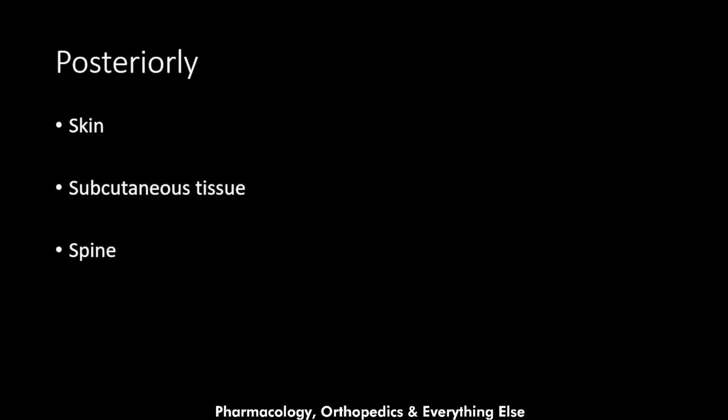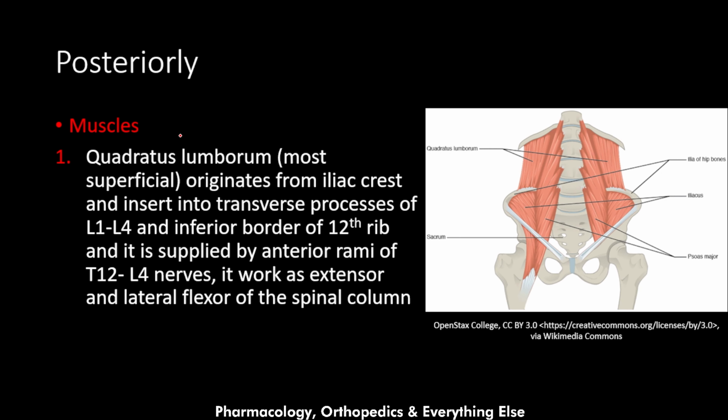Now let's talk about the anatomy of the posterior abdominal wall. So we also have the skin as the superficial layer, and deeper to it we will find the subcutaneous tissue. And at the center we have the spine, and lateral to the spine we will find muscles. The muscles include the quadratus lumborum. This is the most superficial muscle of them.